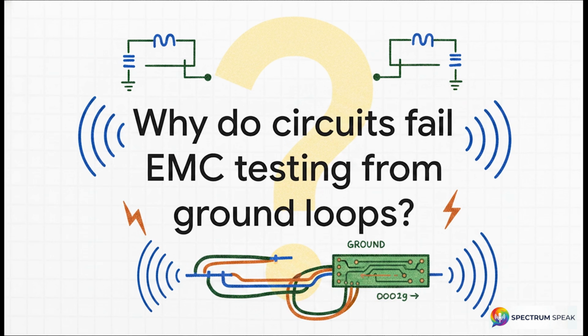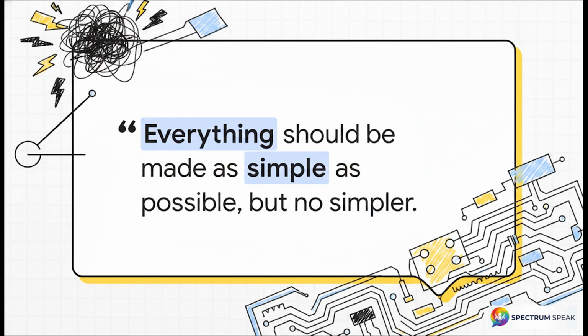Unwanted voltage drops across these physical conductors create common-mode ground potentials. And what does that do? It turns your cables into highly efficient, totally accidental antennas. Henry Ott dedicated his definitive book on electromagnetic compatibility using this exact quote from Albert Einstein. Everything should be made as simple as possible, but no simpler. And honestly, he hit the nail on the head.